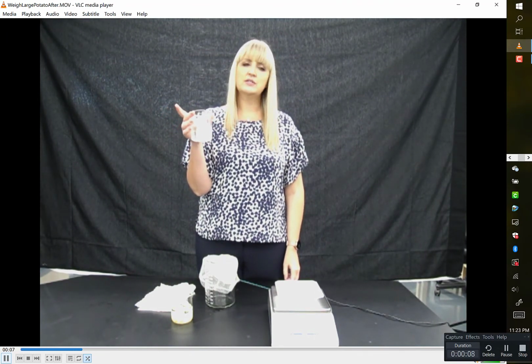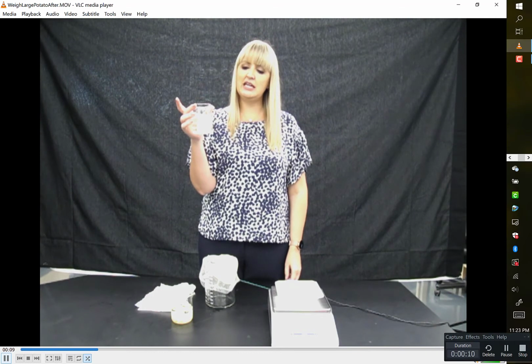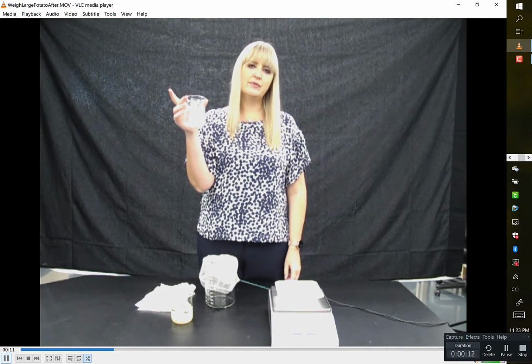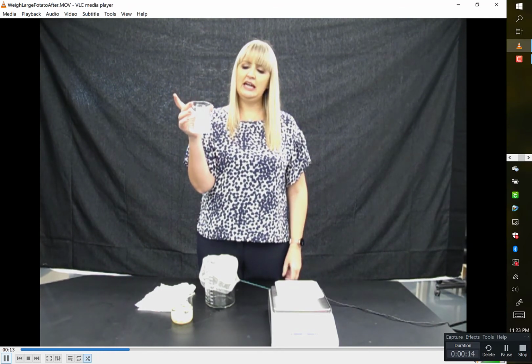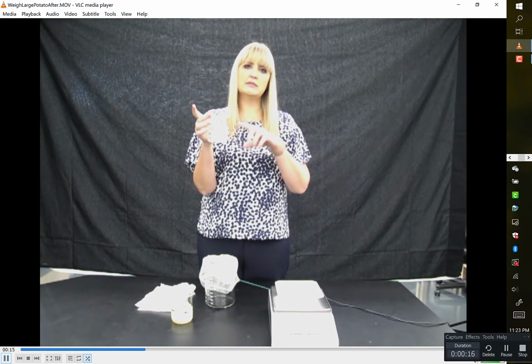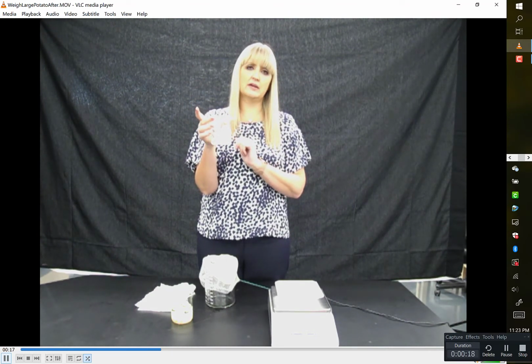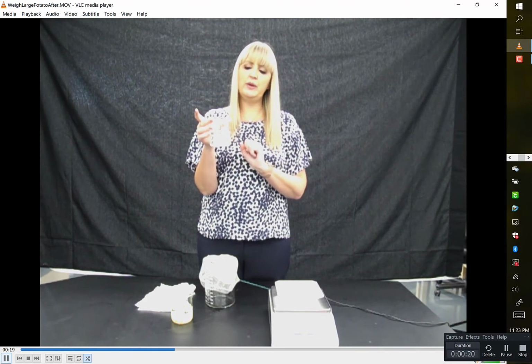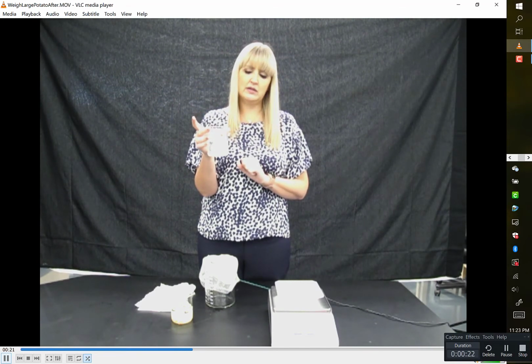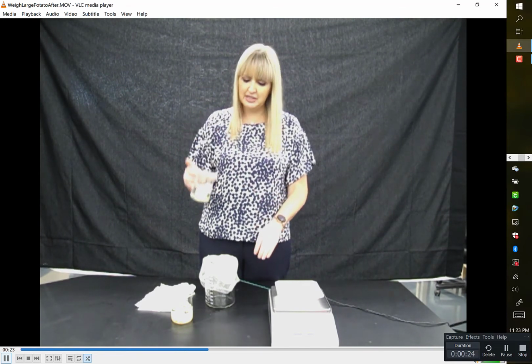So we are going to look at the effect of surface area to volume ratio on the rate of diffusion. So our potatoes have been sitting in our tap water for 45 minutes. And remember that we recorded the weight before the potato was in the water. Now we're going to record the weight after the potato's been in water. So what I'm going to do is dump off the water.